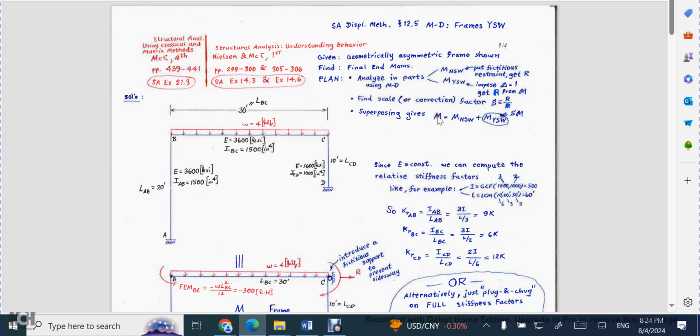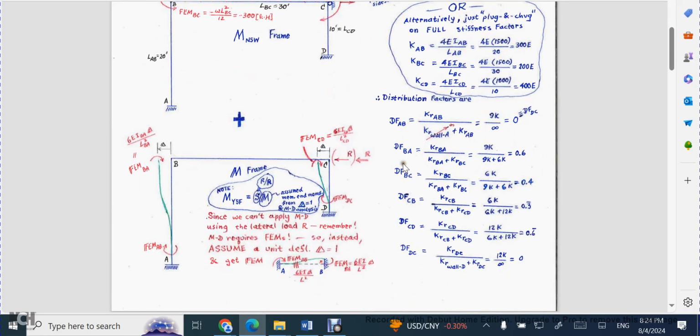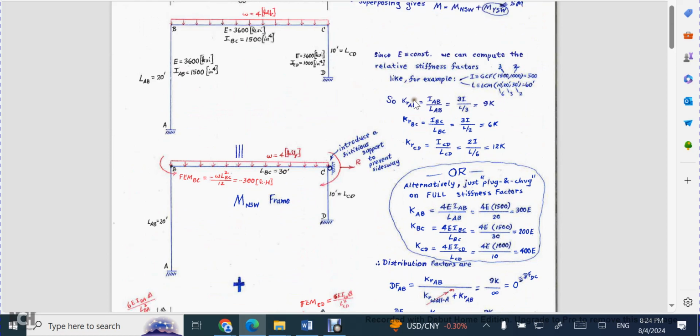To kick a problem off like this, what you need to do is compute your distribution factors. Those are your DFs. To do that, you need to get your stiffnesses. There are a couple of ways you can do this. I went ahead and got my relative stiffnesses because E is a constant after all, so you can just find the ratio I over L. And I just used some algebra to come up with some numbers.